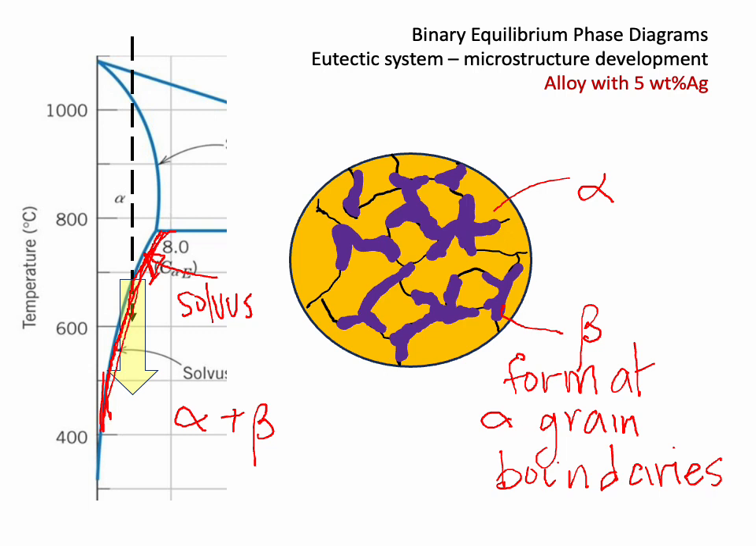And so what has to happen is that there has to be a second phase that's formed that can take a high amount of silver. And that's what's happening here with the beta forming. It forms at the grain boundaries because that's the lowest energy place for it to form. There's all kinds of activity or energy at the grain boundaries, and so any change is going to first be most likely to happen at the grain boundaries. All right, so that's for our 5 weight percent silver alloy.